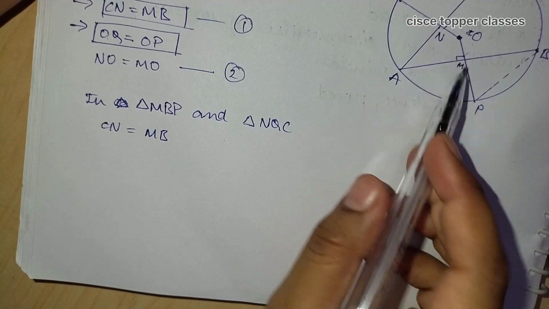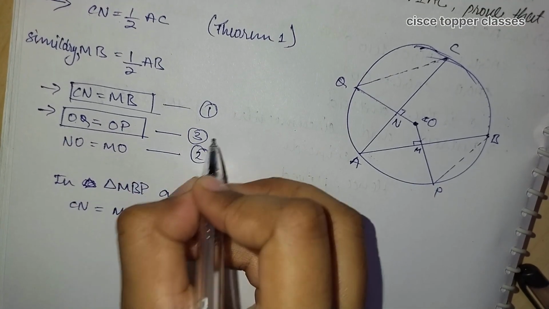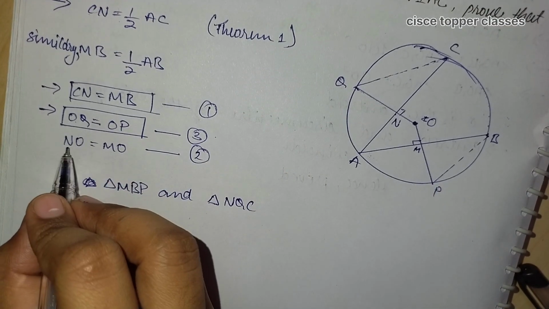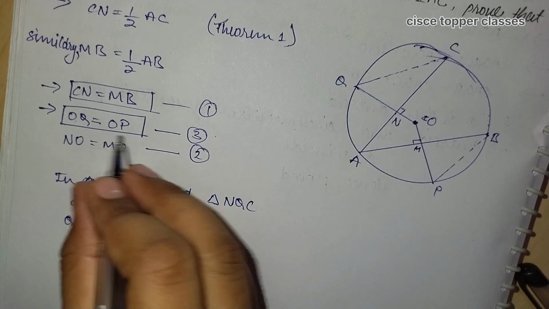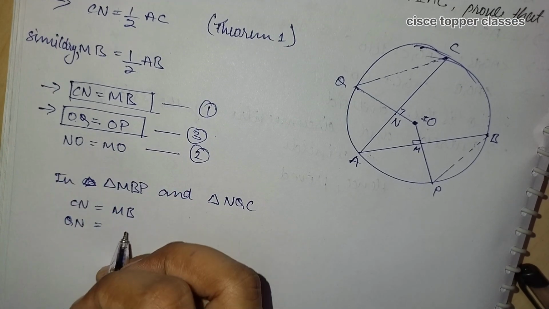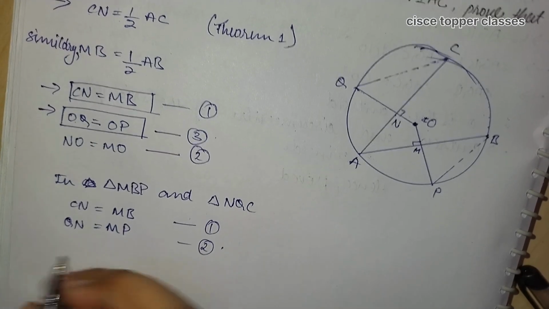If ON is equal to OM, then from the third and second equations we can prove that OQ minus ON is equal to QN, and OP minus OM is equal to MP. So this is the first thing and this is the second thing here.